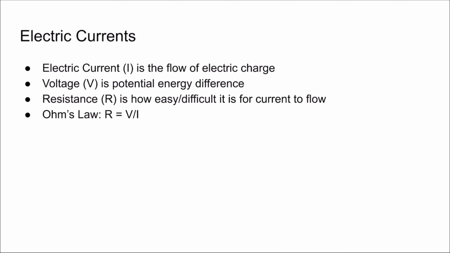Okay, so I never did a unit video on electric currents, but we can just briefly review that now. Electric current is represented as uppercase I, and it is the flow of electric charge. Voltage is potential energy difference, so it's what pushes electric current through a circuit. Resistance is how easy or difficult it is for current to flow, and a key equation that you need to know is Ohm's law, which is R equals V over I, or resistance equals voltage over current.